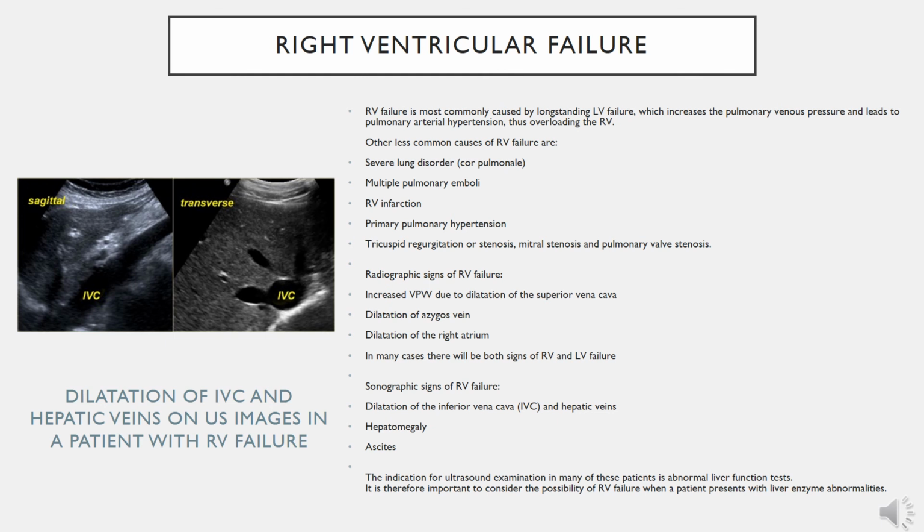Sonographic signs of right ventricle failure: dilation of the inferior vena cava and hepatic veins, hepatomegaly, ascites. The indication of ultrasound examination in many of these patients is abnormal liver function test. It is therefore important to consider the possibility of right ventricular failure when a patient presents with liver enzymes abnormality. As you can see on the left, there is a dilation of the inferior vena cava and hepatic veins in a patient with right ventricular failure.